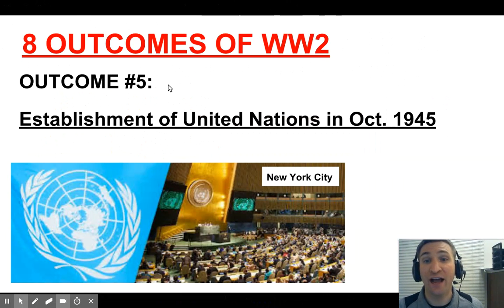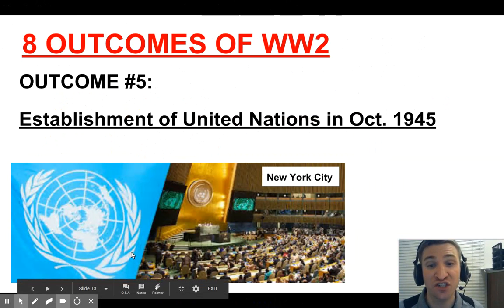Outcome number 5 was the establishment of the United Nations in October 1945. Here's the logo of the United Nations, and here are the headquarters of the United Nations. Today, they're in New York City.